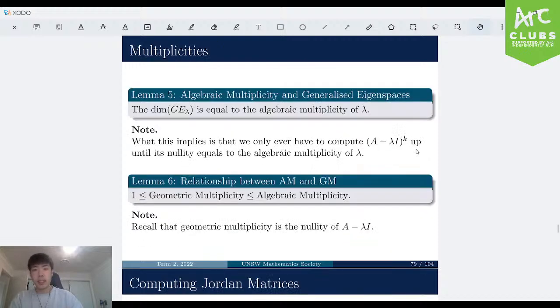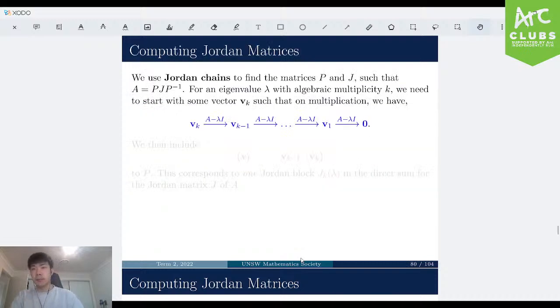And lemma 6 is just some information about AM and GM that Bruce should have already covered. It's saying that the GM must lie between 1 and the AM. Okay? And recall that the geometric multiplicity simply means the nullity of A minus lambda I. Okay, I think we're ready to now have a look at how to compute Jordan matrices.